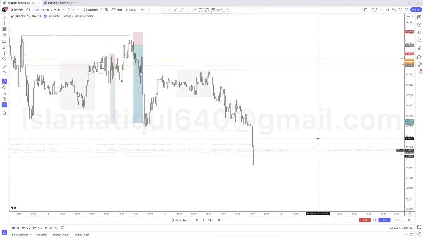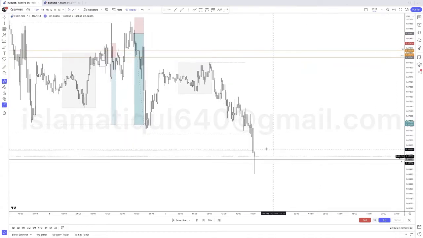Remember that, okay? I mentioned this very clearly in the last session. Once they take out liquidity, in this case sell stops, right? A lot of sell stops have been run out. They have to run into buy stops, at least on a lower time frame. So let's assume on the M15, where do we have the liquidity? Right up here.